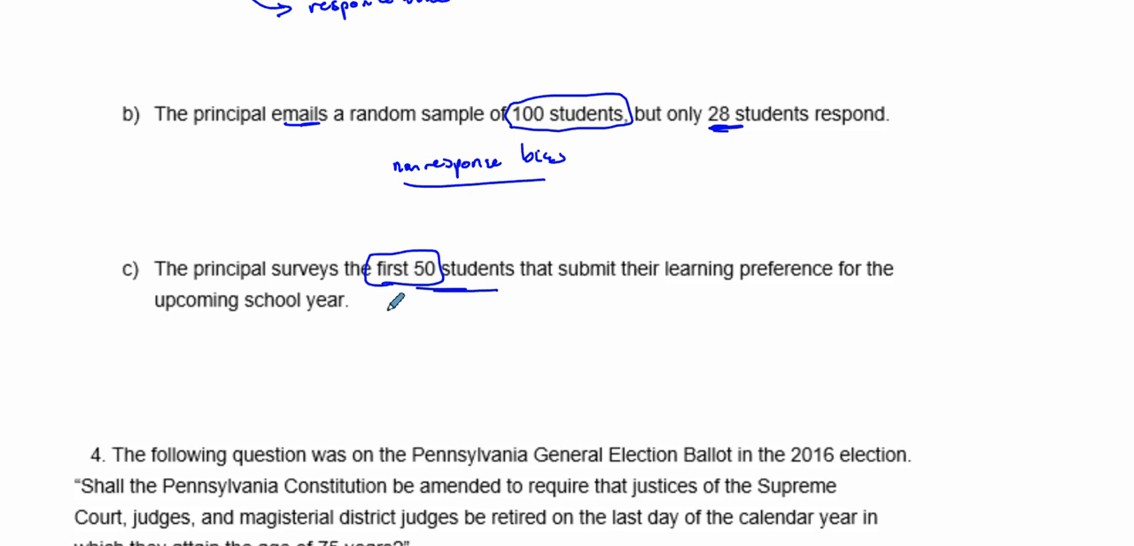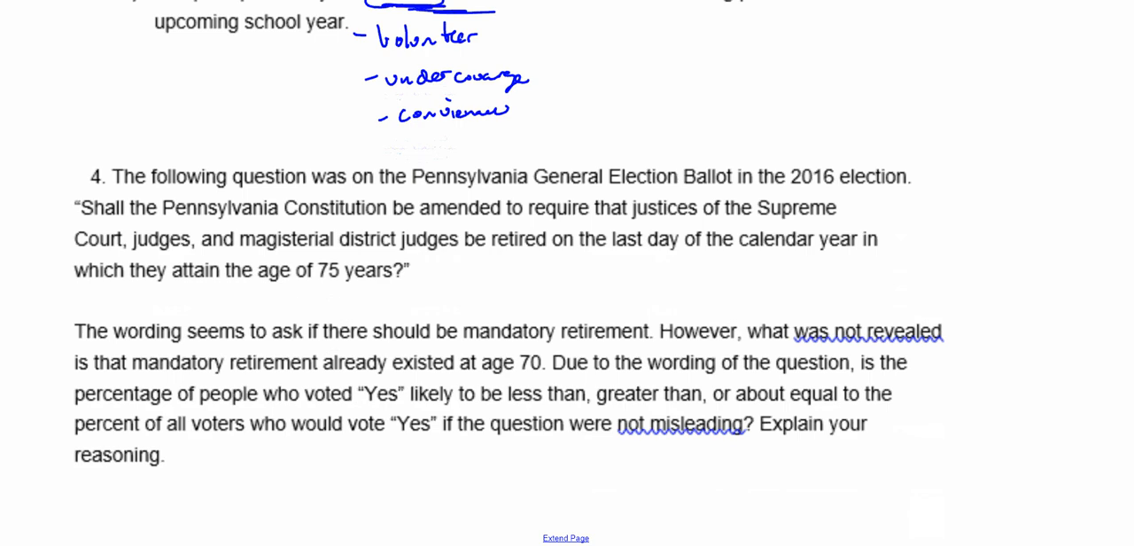But one could say this could be volunteer, because of the first 50, definitely undercoverage, because you don't know who you're getting. And you can also probably say maybe even convenience sampling. So you could probably make a case for why this sampling has some errors. Okay, and then one more.